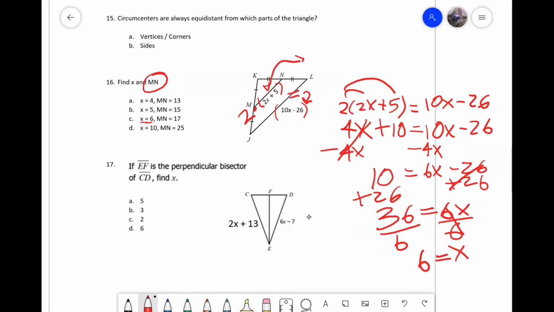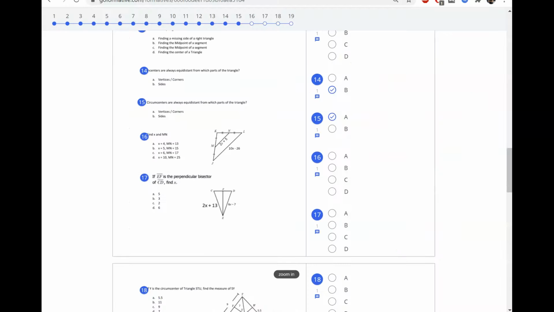So let's plug in 6 instead of x. So 2 times 6 plus 5. So that's 12 plus 5, which is 17. And would you look at that? We got C. All right. So we'll go over here and mark C.